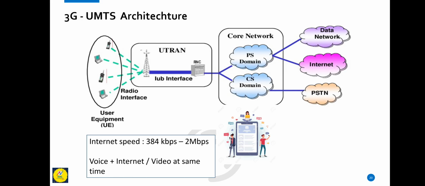And further, if we see the core network, it is connected to the data network and thereby to the internet also, and PSTN. For this, a separate CS domain is used for connecting to the PSTN network, that is the public switched telephone network.